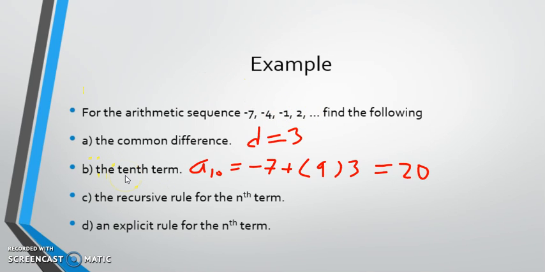But when you get to questions where they ask you to find the 80th term, it's going to be much more efficient for you to use this formula and plug in the first number, which number in the pattern you're interested in, and what the common difference is. So now we're going to write the recursive rule.